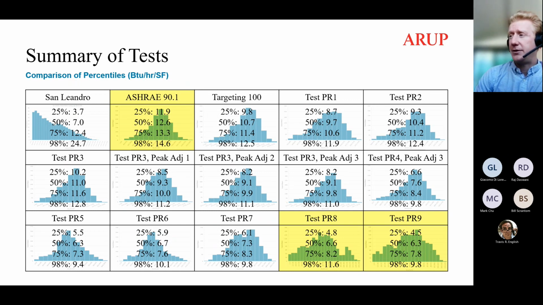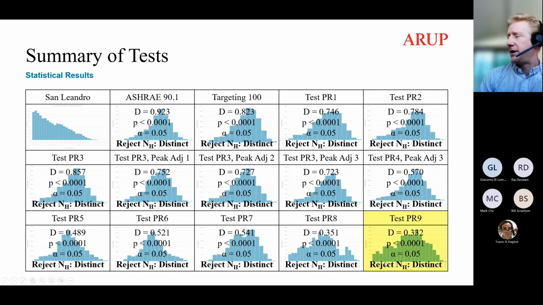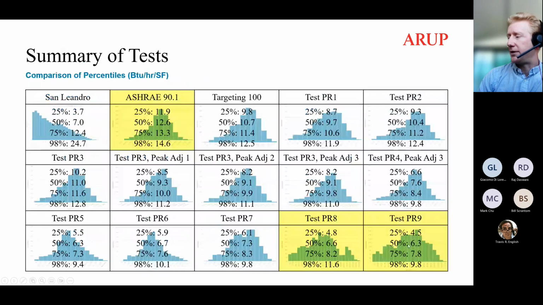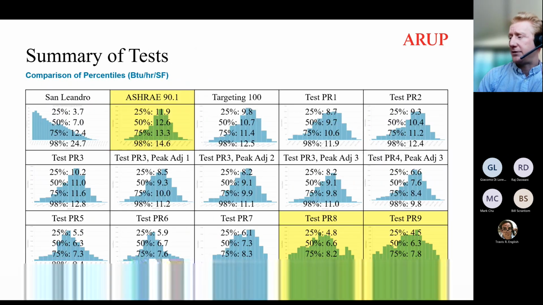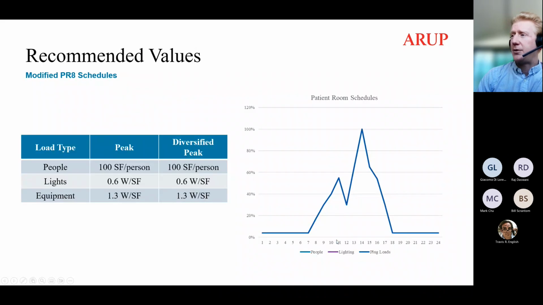So from our initial 14 simulations, you can see highlighted in yellow the 3 that sort of had elements of that. The original ASHRAE 90.1 schedules actually performed quite well on the 75% range, really the 50, whereas some of our modifications based on extracting that much peakier schedule from the San Leandro data begin to perform very well at the 50% and even the 25% levels. So working off of that, we modified this test case PR8 here into our final recommended schedule for carrying forward on the San Jose hospital.